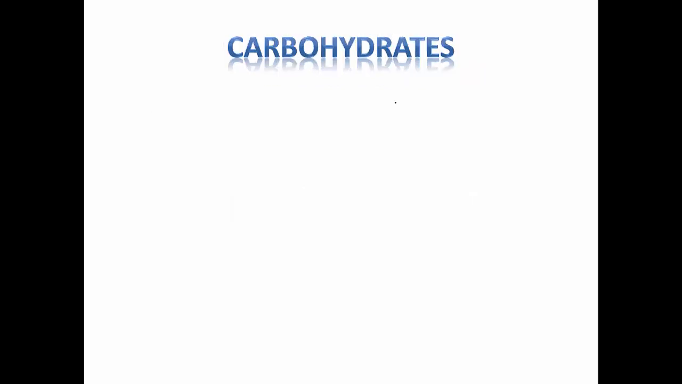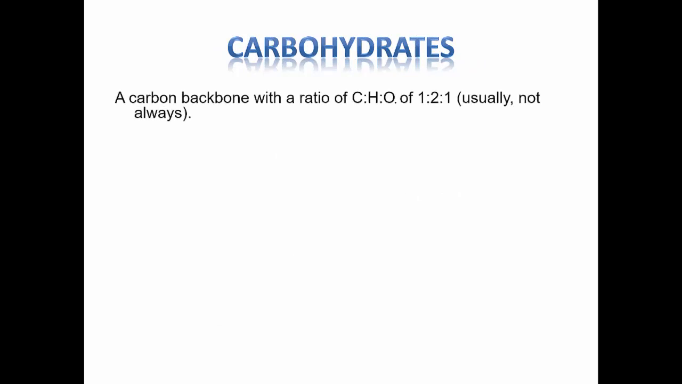Okay, so let's talk about the carbohydrates first. A carbohydrate is simply defined as a carbon backbone that has a general ratio of carbon, hydrogen, and oxygen of 1 to 2 to 1. Usually, but not always. Okay?